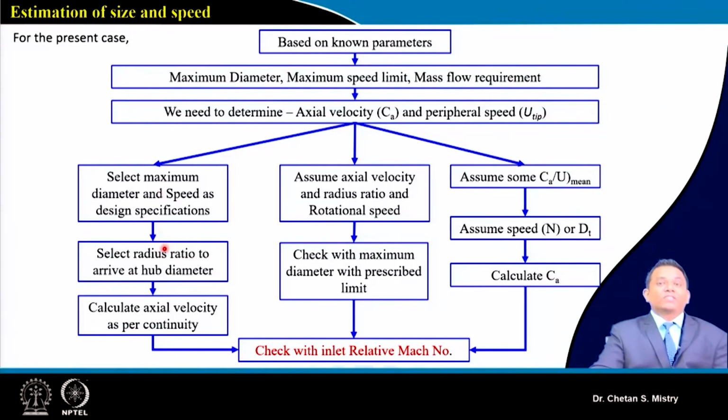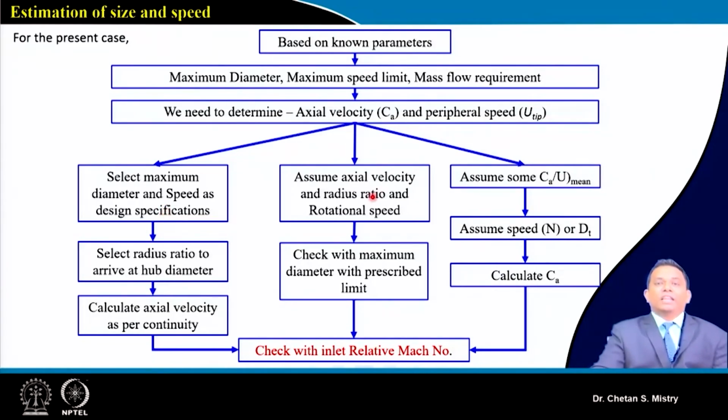Now this radius ratio at the entry is given to us, so we can calculate what will be our hub diameter. Based on that we will be calculating our axial velocity. We can use our continuity equation for this calculation. Once we can calculate this axial velocity, our next target is to check the inlet relative Mach number, whether it is meeting our requirement or not. So this is one of the approaches. You can go in an iterative way also. There is nothing wrong in doing this kind of calculation.